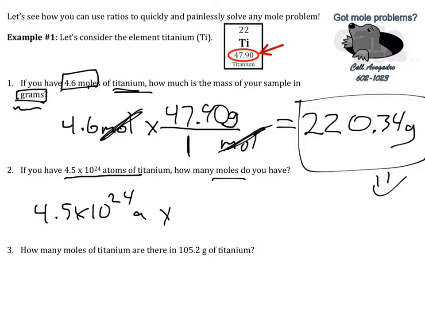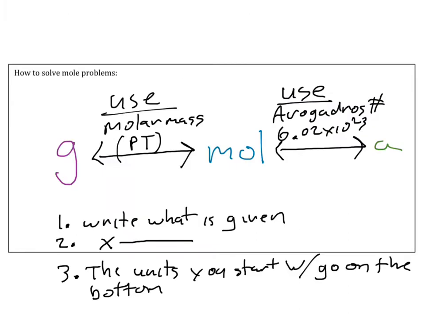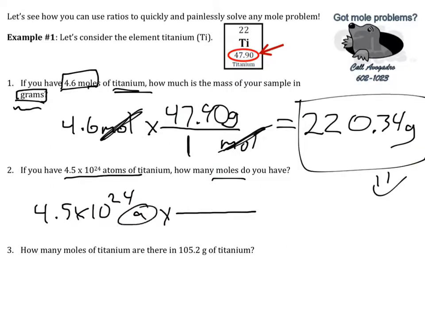So we're going to multiply it by some empty fraction. Okay. Step 3, the units you start with go on the bottom. Well, we're starting with atoms, and so atoms go on the bottom, because what ends up happening is the atoms cancel out, and that's what we want. We want to cancel the units out.